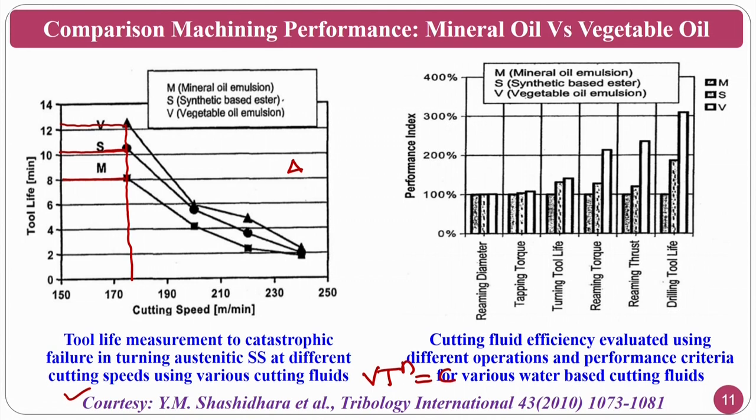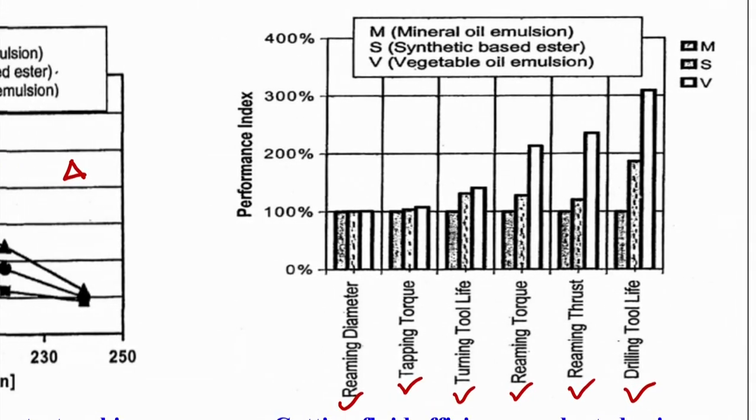Now, will these cutting fluids that I am choosing as vegetable oils perform for other machining processes like reaming, tapping and turning, looking at reaming torque, reaming thrust and drilling tool life? Is this going to work for us? The author has checked that also. The performance index he has given shows that in drilling tool life it is tremendously high, above 300, whereas for synthetic based esters and mineral oils it is approximately 100%.